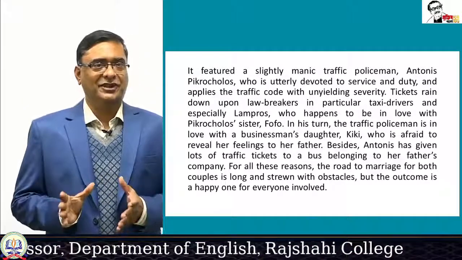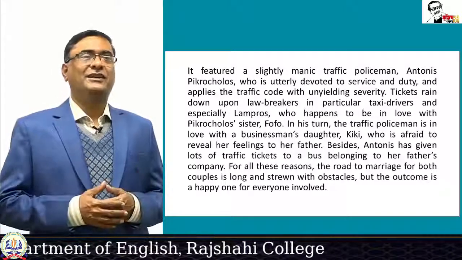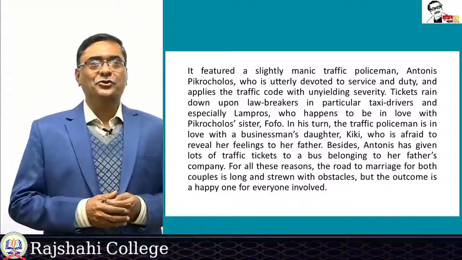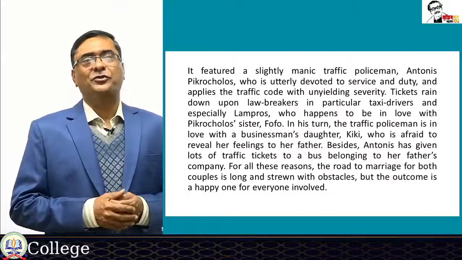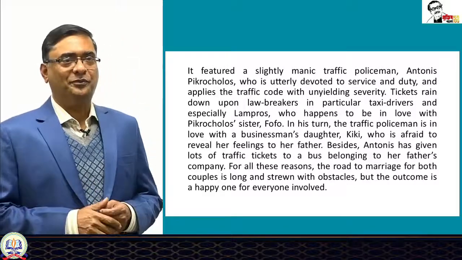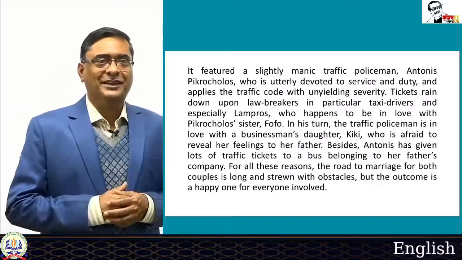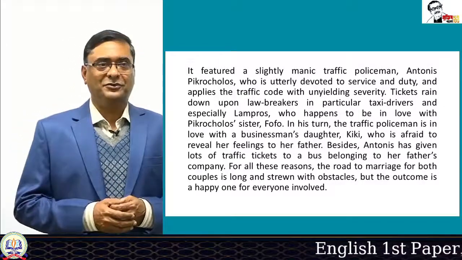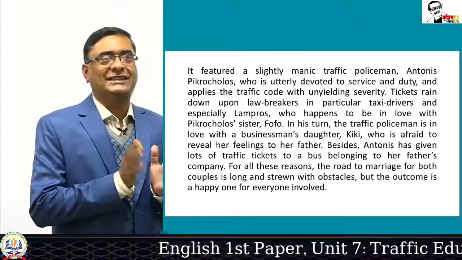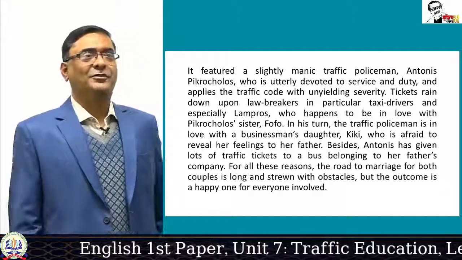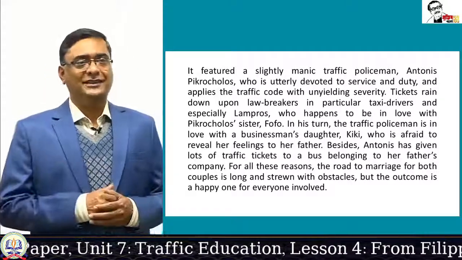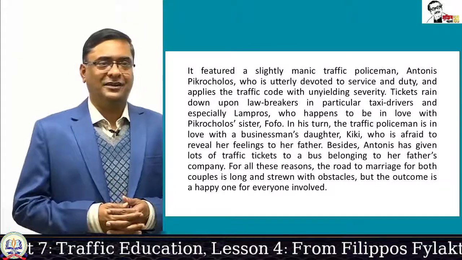And Lampros is a taxi driver, I have already said, and Lampros becomes victim to tickets, that means fine, and Lampros is that man who is in love with Picroclus' sister Fofo. So Picroclus has got a sister, and his sister's name is Fofo. So Lampros is the lover of Fofo, and Fofo is Picroclus' sister. So just look at the importance of the situation, that Picroclus doesn't even hesitate to charge fine to the lover of his sister.